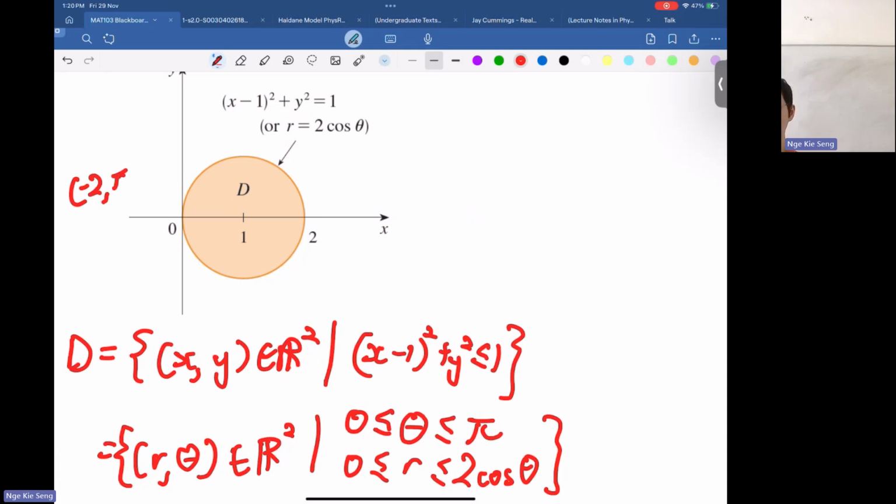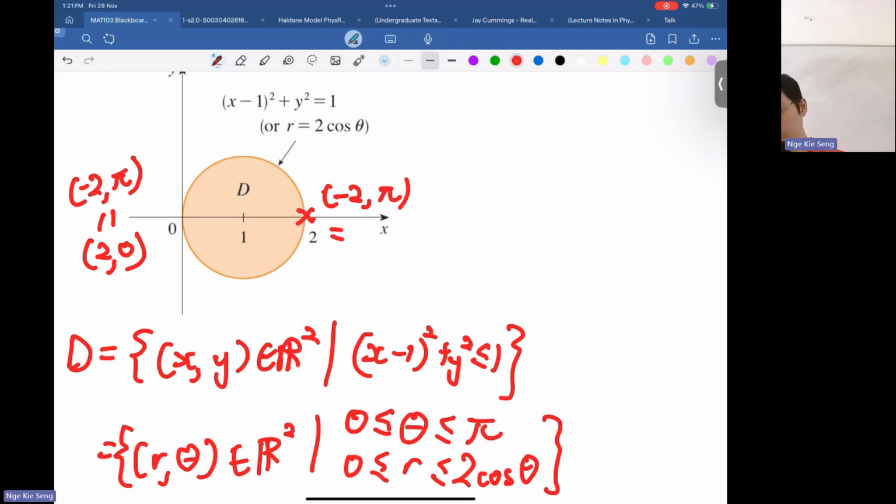Okay, so let me ask you a question. What is minus 2, pi? Where is this point positioned? This is equal to the point 2, 0. Why? Still remember? What's the relation between r and minus r? You reflect on the line that joins to the origin. Okay, so we reflect it back. So actually, this point is minus 2, pi, and 2, 0. Okay, so we reflect.